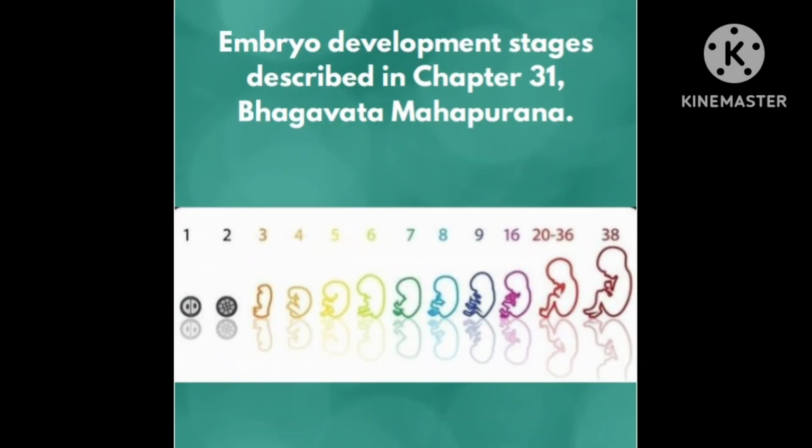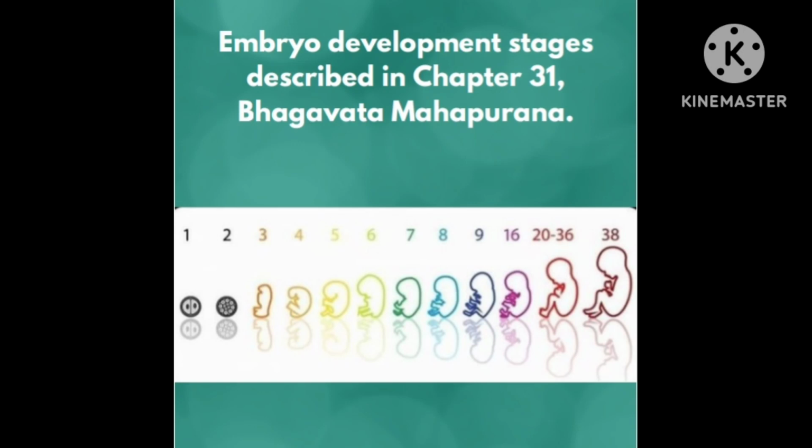Okay, so here is what the post says. Embryo development stages described in chapter 31 Bhagavad Mahapurana. The problem here is, point number 1, Bhagavad Mahapuran has 12 books, and the author of the post doesn't mention which book it is.